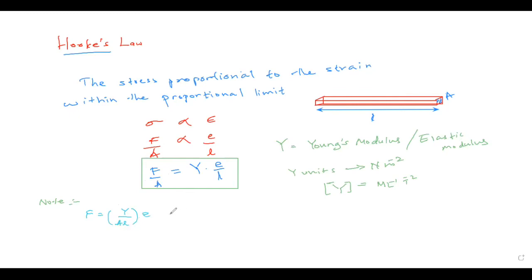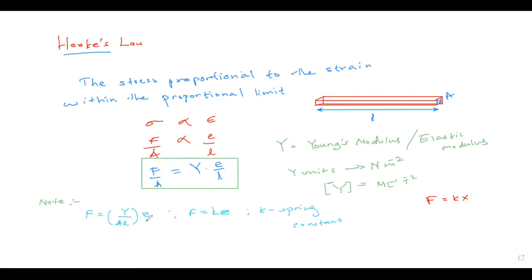So then I can write F equals, this whole term is a constant. So I take that as a constant K. So F equals KE. Here K is called the spring constant. In oscillations, you may have studied this formula, no? F equals Kx. So this formula is derived using Hooke's law.